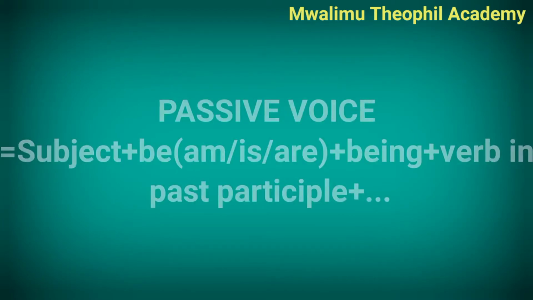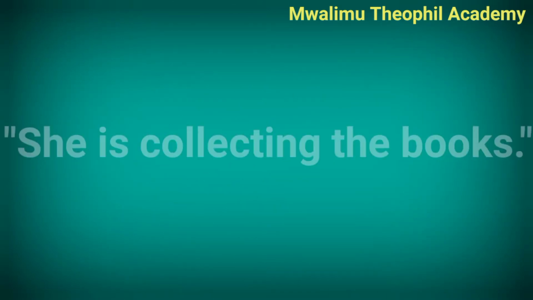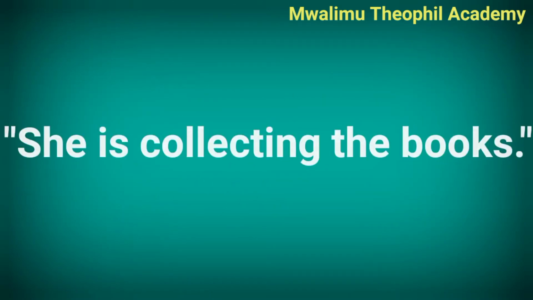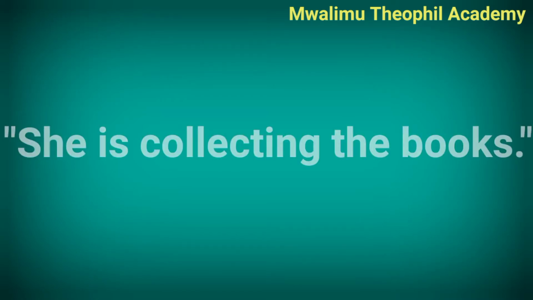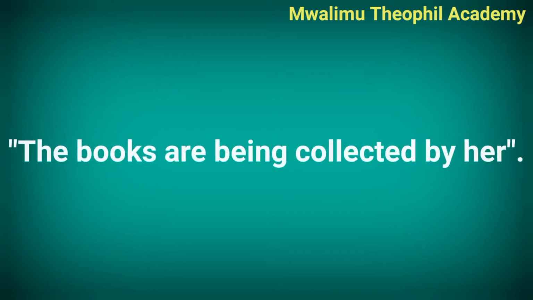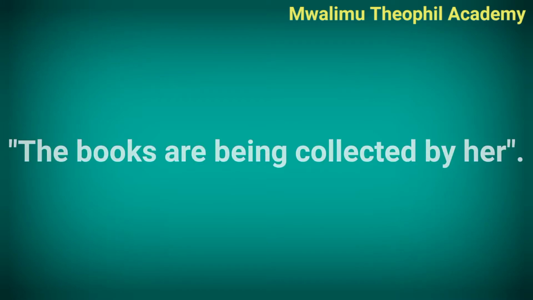For example, the sentence which is in active form is like, she is collecting the books. This is the sentence which is in present continuous tense, and it is a positive one. Now, its passive voice becomes, the books are being collected by her.